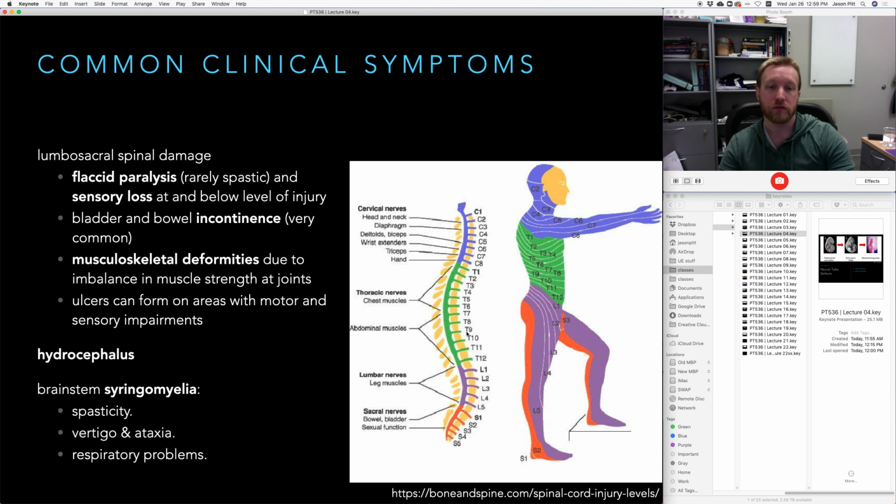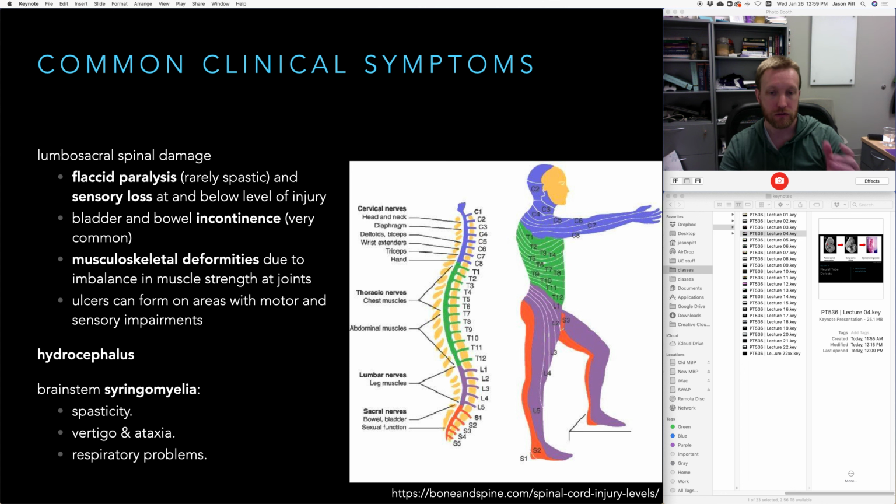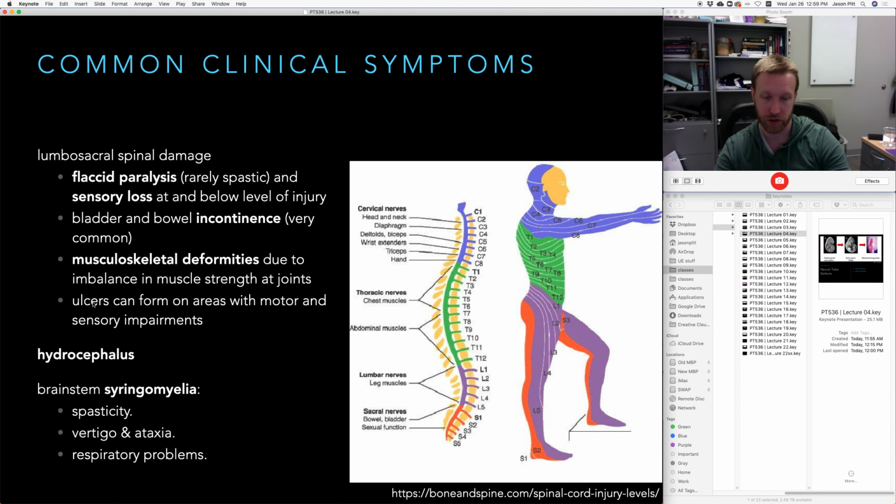Now, the different spinal levels can work on different flexors, extensors. We might also damage one side more than the other, creating an imbalance of muscle strength at joints that create musculoskeletal deformities, such as scoliosis, for example. And then the reduced movement that occurs can create ulcers. Of course, reduced sensation doesn't let you know that an area is sore, again, increasing the risk of ulcer formation.